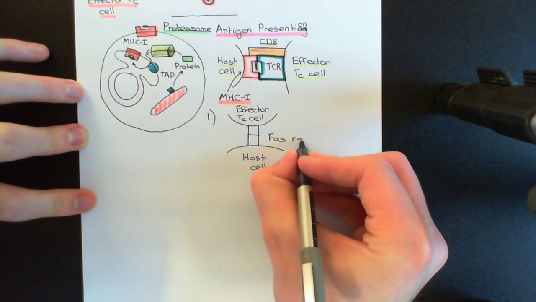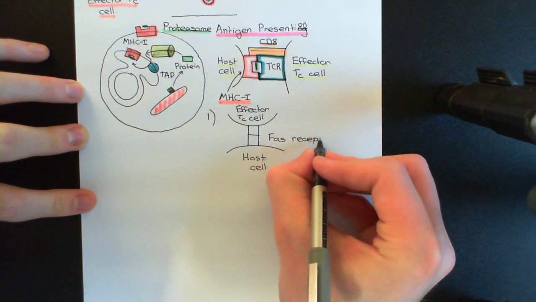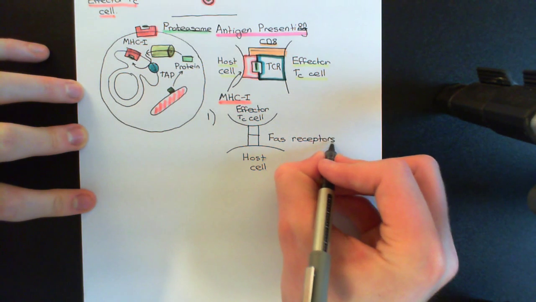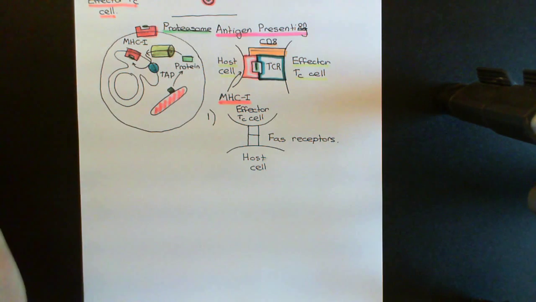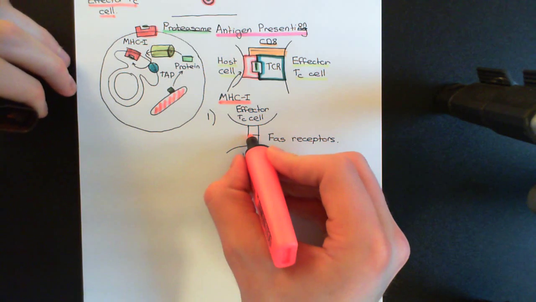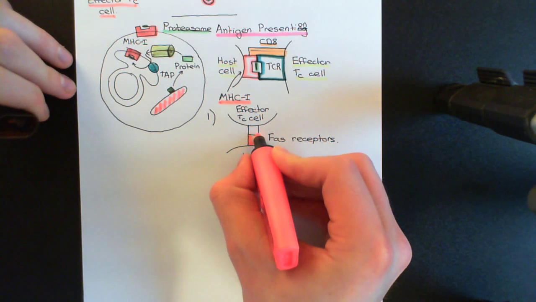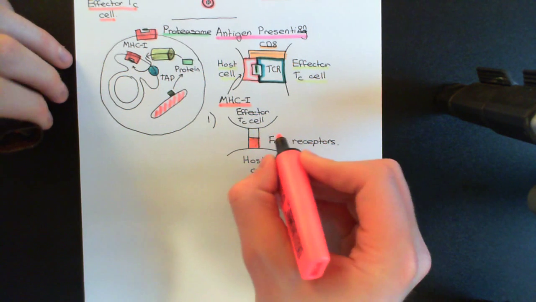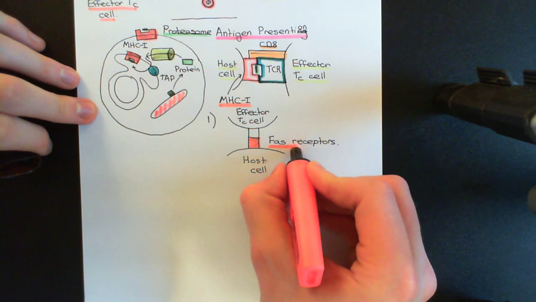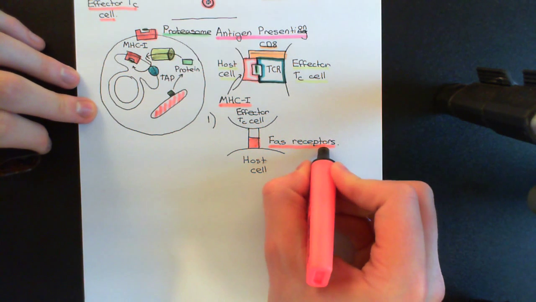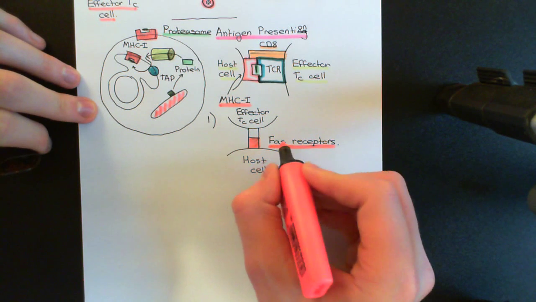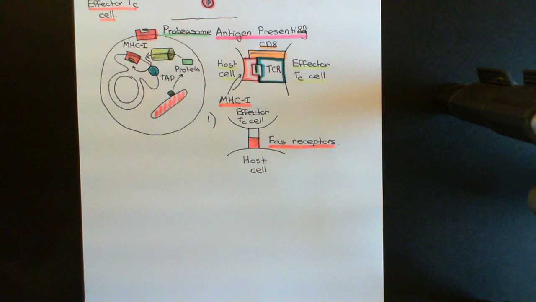Now, all cells in your body, or at least most cells, will have Fas receptors on their surface. These are receptors for the activation of apoptosis. So if you activate Fas receptors on a cell, it starts to activate the apoptosis process inside the cell. This is a pathway known as the extrinsic apoptosis pathway.